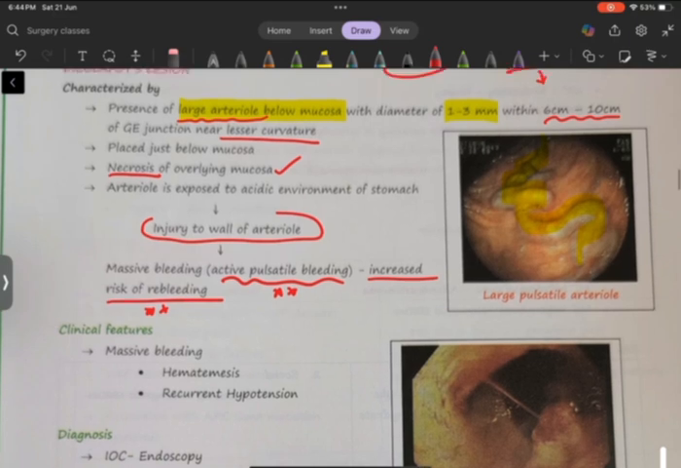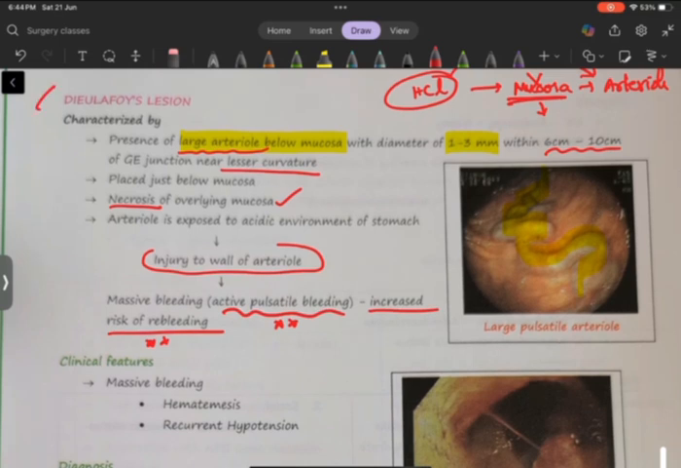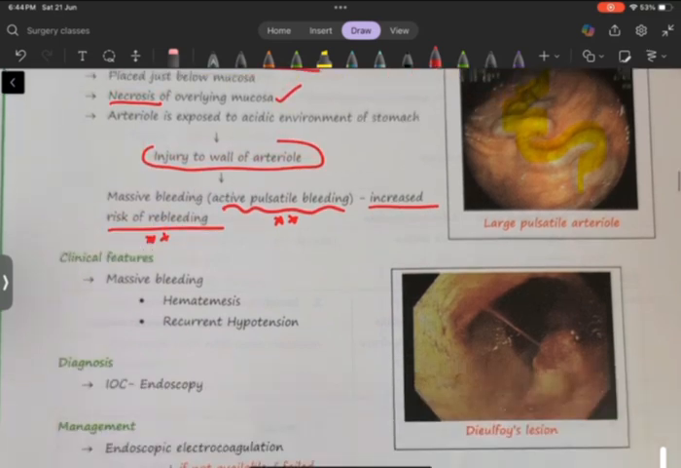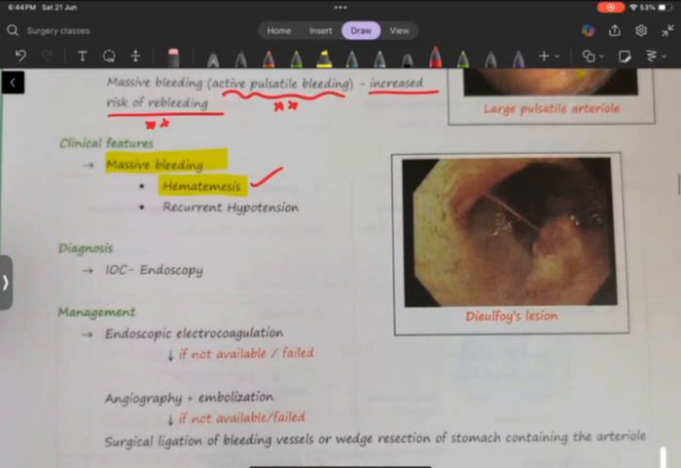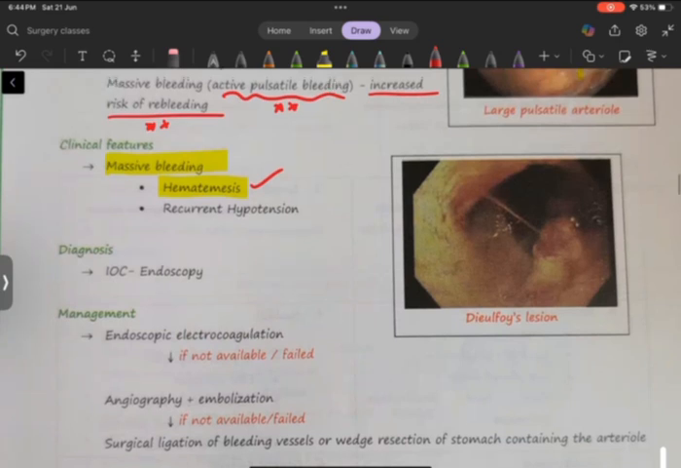So risk of rebleeding is more in case of Dieulafoy's lesion. Okay, so based on this, what will be the clinical features? Again, massive bleeding will be there. Whatever the blood is coming, that will be getting into the stomach, and that will be put out in the form of blood vomitus, that is hematemesis. And usually, since the blood is lost in vomit, there will be hypotension, that is shock.